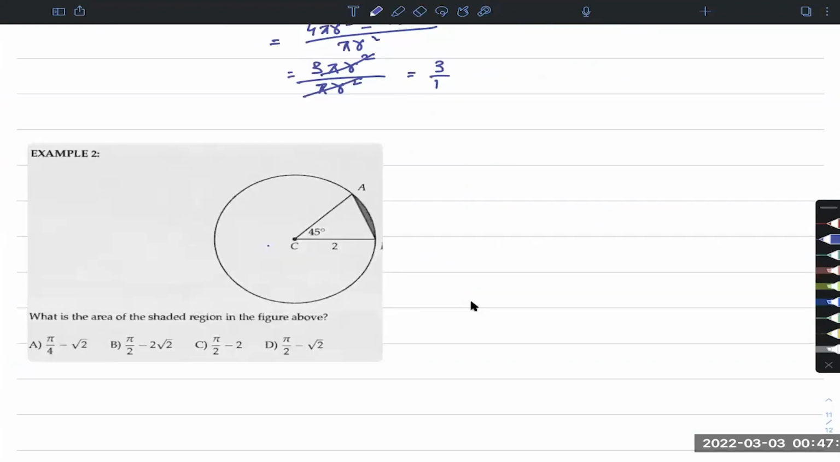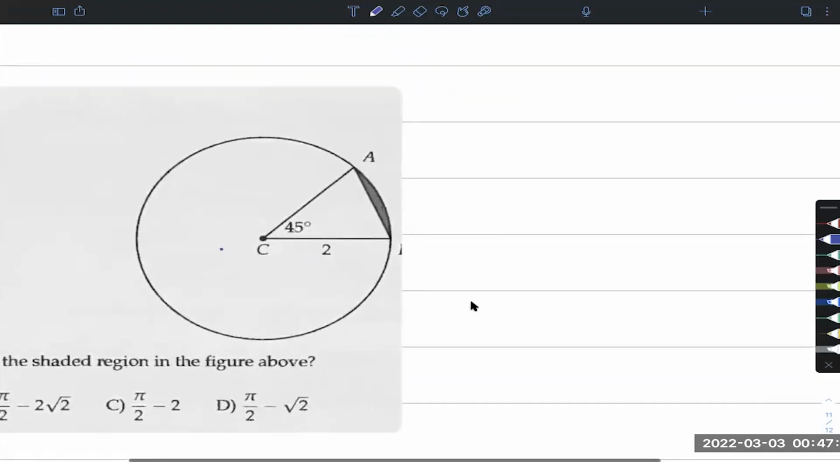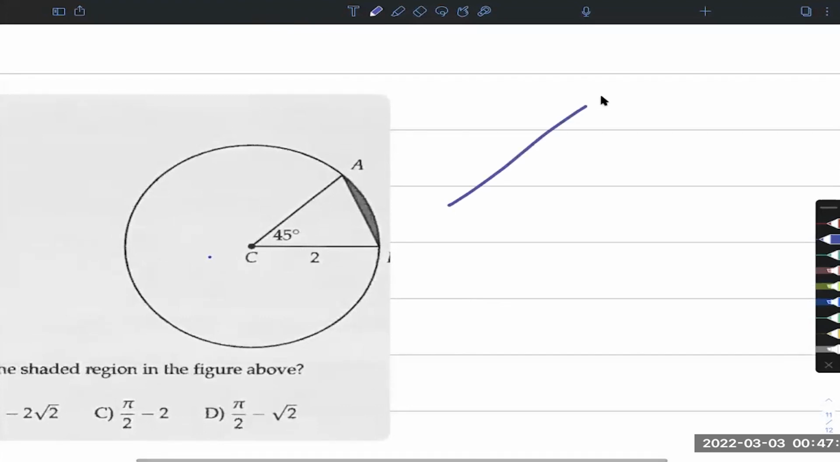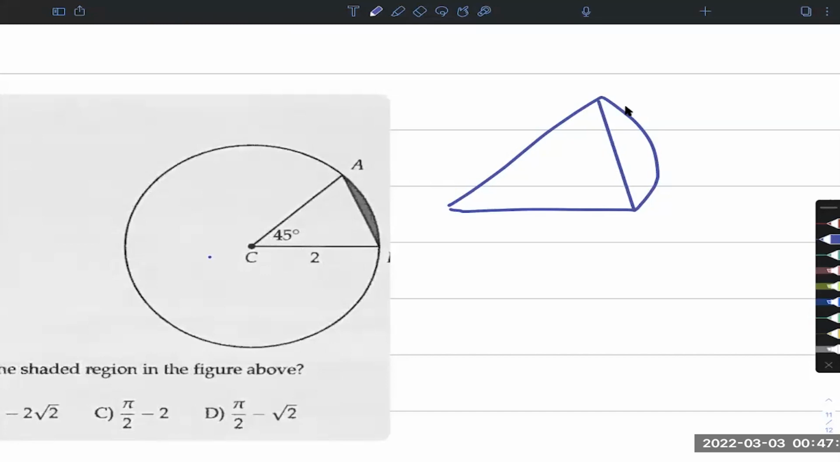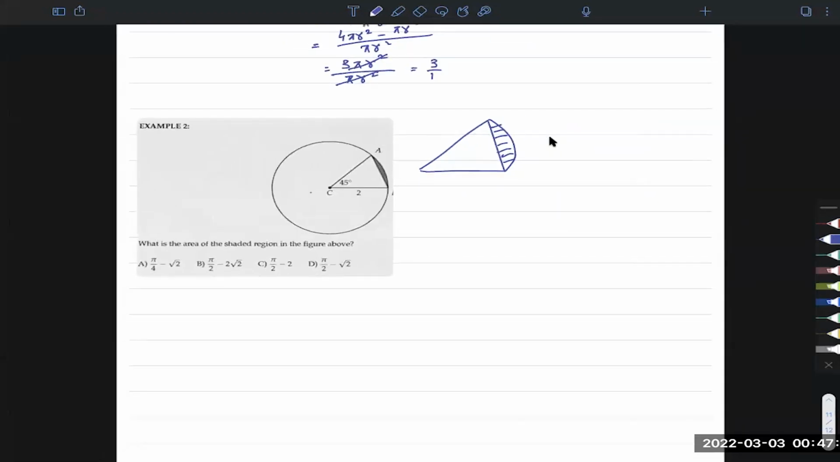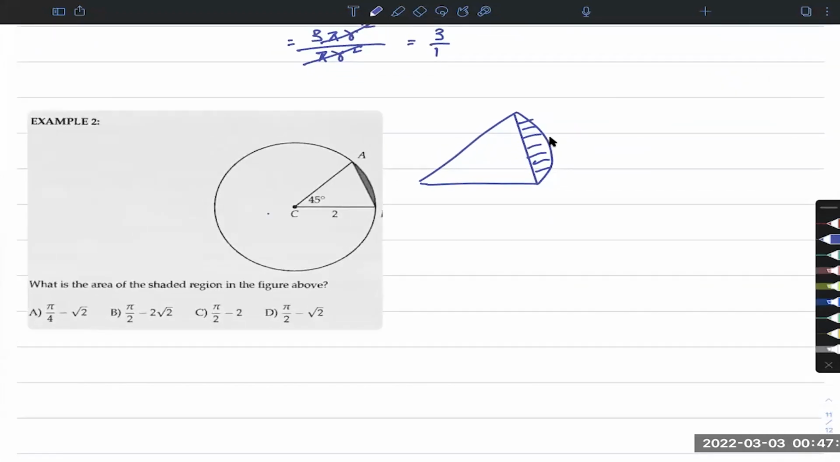Okay, what is the area of the shaded region in the figure above? Now for that you have to be able to separate the shaded region from the other shapes that you have here. So if you zoom in, what's basically happening? You have a sector, this portion, which has a triangle inscribed inside it. Okay, and you want to know this area. So I can say that my shaded region, I don't have a formula for the shaded region right away, but I can say that shaded region is basically sector area minus the triangle area, right?